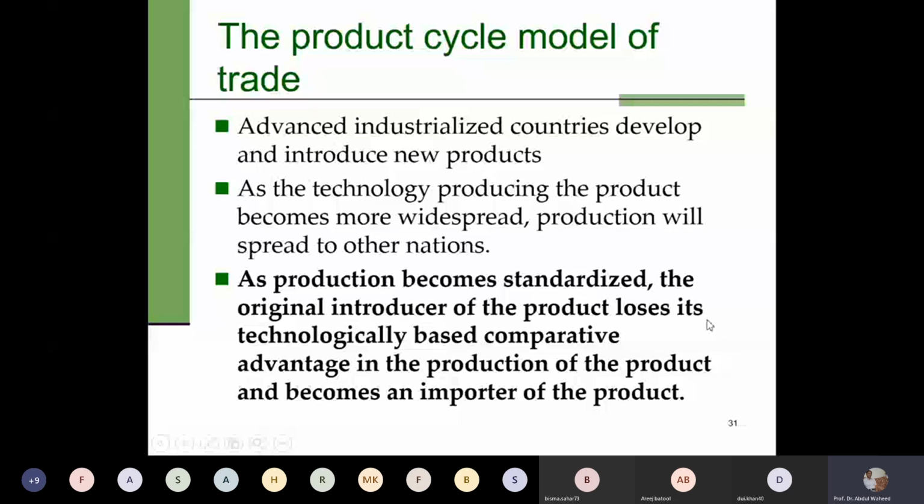Just like we can see that there are many products which were produced by Japan, and then China started to produce that product. The patent rights were transferred to Chinese firms, and then Japan started to import those products because the cost of production in China is lower compared to Japan. So if you go to Japan, you will see that most of the products are made in China, and it is very difficult to find made in Japan.